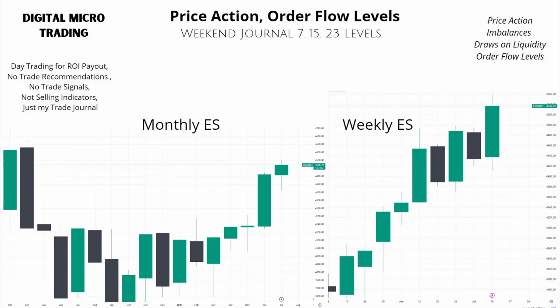Going to go over the charts, price action, order flow levels, draws on liquidity. And what I've got here on the left is a monthly, and one level on that monthly is on the far right, green candle for July. The discount wick level that I'm looking at is 44.55.